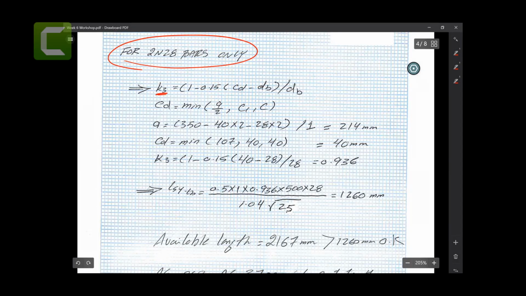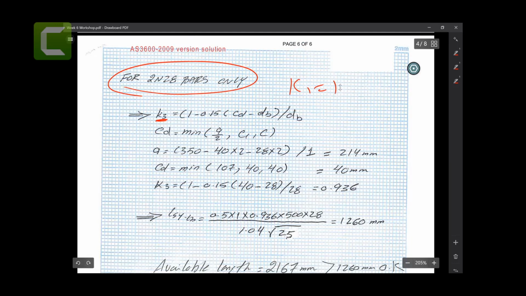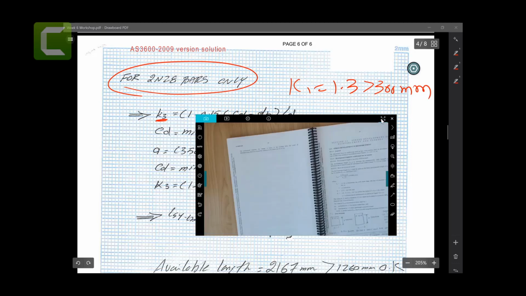So you have a K3. K1, K3 and CD, and this K3 is this one. I think we need to use the K1 here, that K1 equal to 1.3, because the concrete down below is greater than 300 millimeters. So we can use K1 equal to 1.3. I can show it to you. That's the 2N20 bars that we want to design.